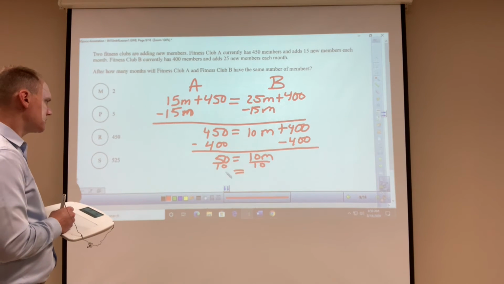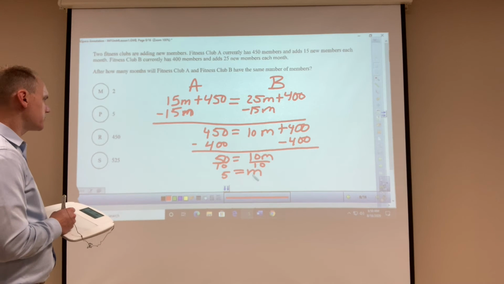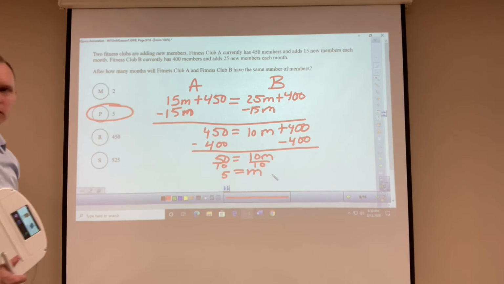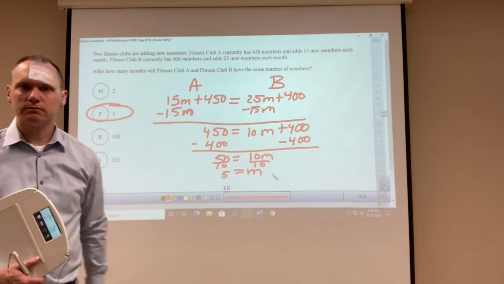So 50 divided by 10 is 5. 10m divided by 10 is just m. So after 5 months, these two fitness clubs will have the same number of members.